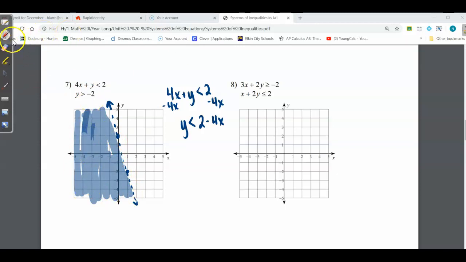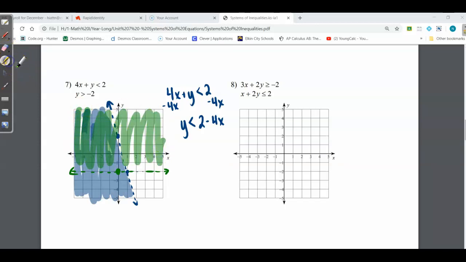For the second graph, I just have y is greater than negative 2. So this is going to be a horizontal line. So y equals negative 2 right here. I'm going to put a dotted line there, a horizontal line at y equals negative 2. And then I need to shade above because I have greater than here. So choose the green. I'm going to shade above here. And if we want to highlight our overlap for this problem, that is in this top left corner here. That is the section that makes up our answer.